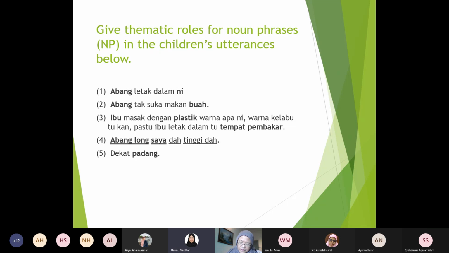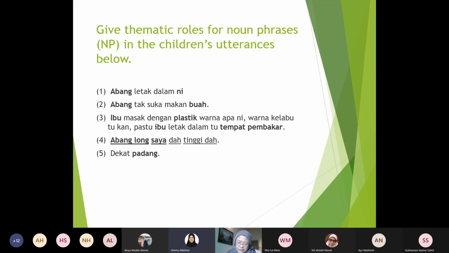tinggi dah. So actually Abang Long is you calling to your brother, and then "saya dah tinggi dah." So now the predicate tinggi refers to saya. Okay. But if we go back to the original, "Abang Long saya dah tinggi dah," actually the one who is tall is Abang Long saya. Yeah, sorry doctor, I was thinking of the second one that you mentioned. I didn't think of it with the comma.